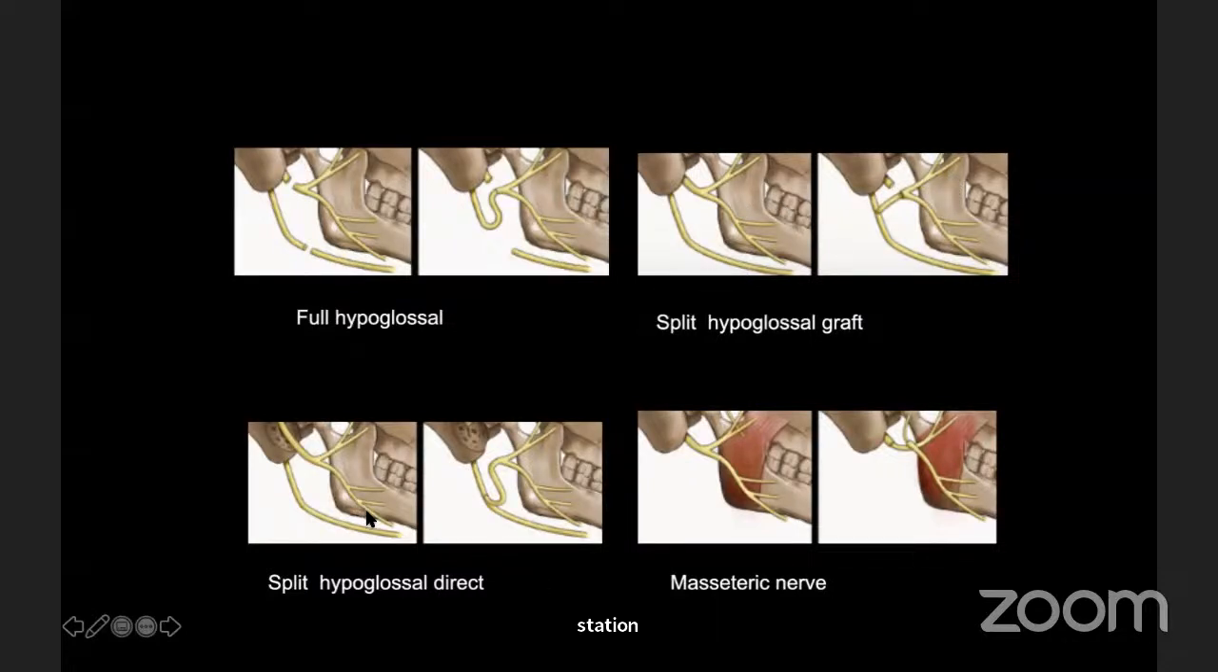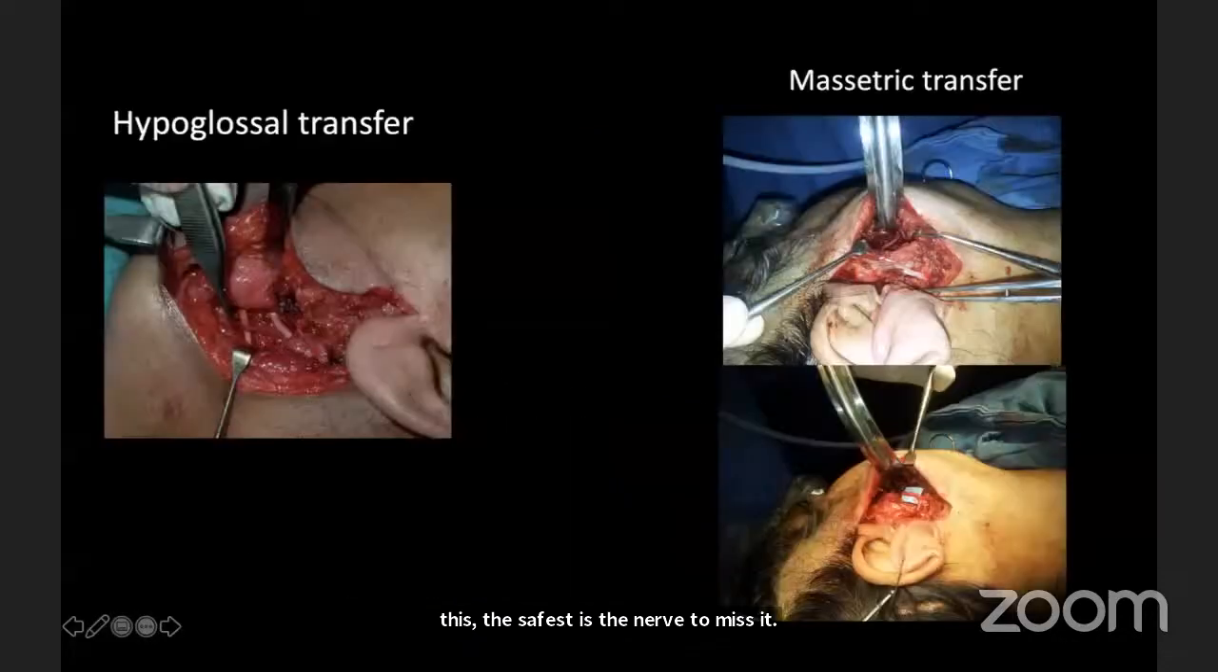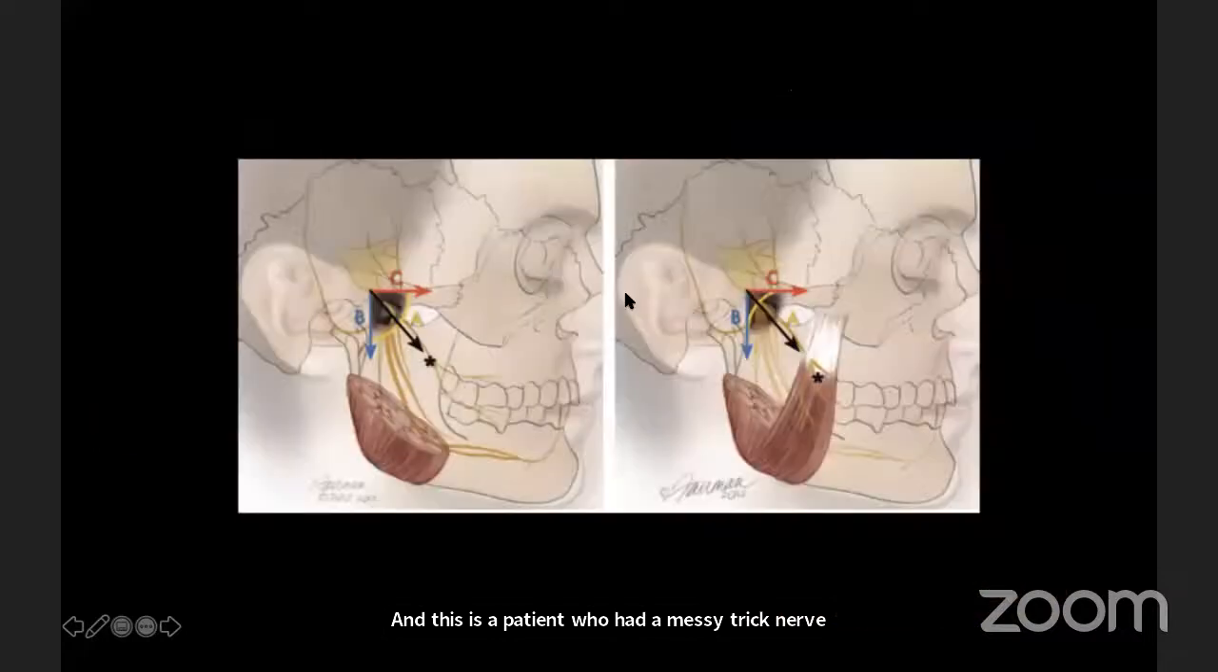And this is a split hypoglossal transfer. And this is the nerve to masseter transfer. Of all of this, the safest is the nerve to masseter substitution. So this is a patient who had a hypoglossal transfer. This was a split hypoglossal transfer. And this is a patient who had a masseteric nerve transfer. And this was only done to the angle of mouth and not to the eye branch.